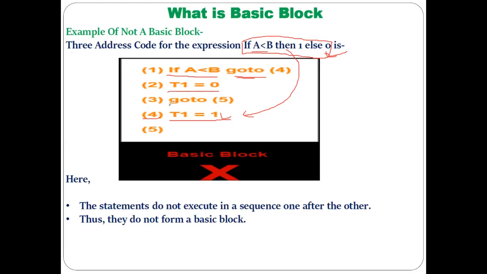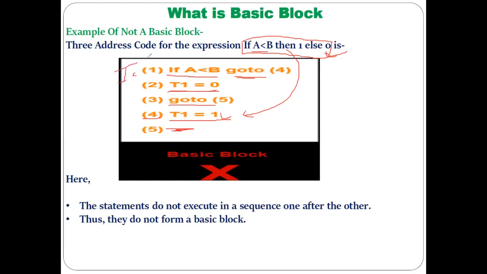And the third instruction you have written is go to 5. That is actually not needed, but it is okay. If A is less than B, go to 4, means if it is true then go to 4, the then part, t1 equal to 1, else 0. If it is false, then t1 equal to 0. Understood? Now this is the intermediate code, you can see.